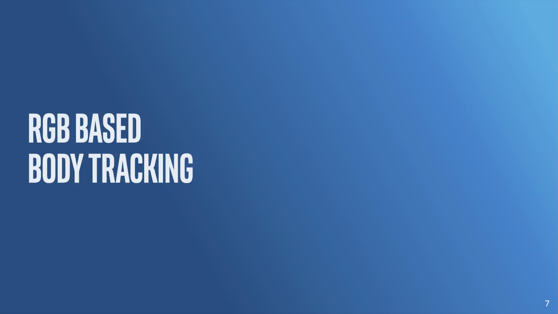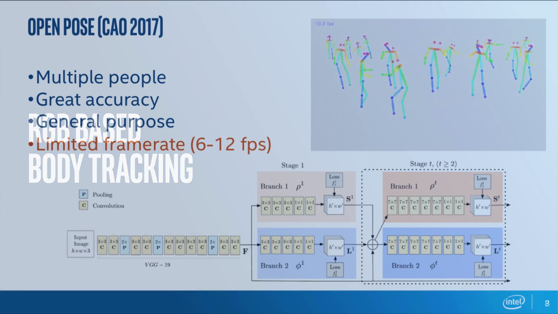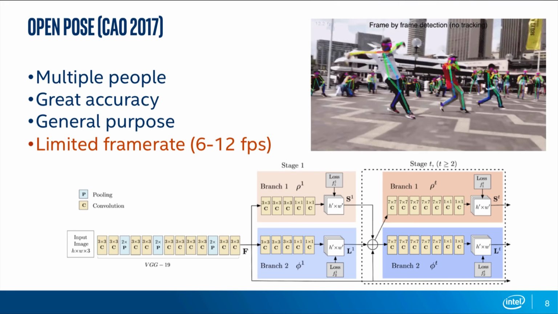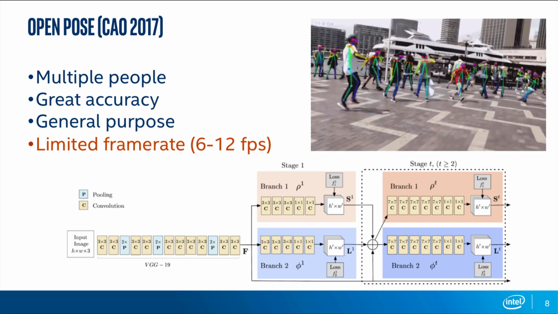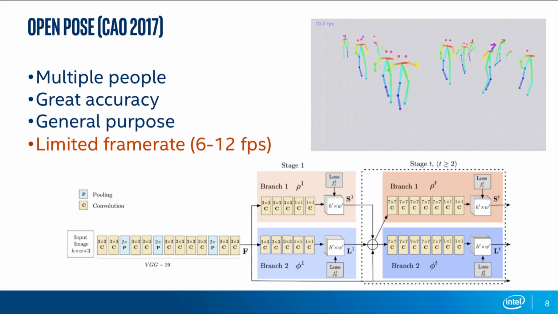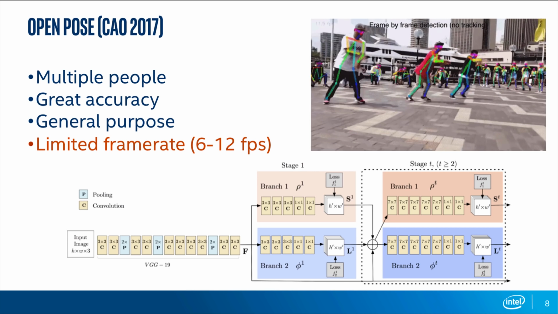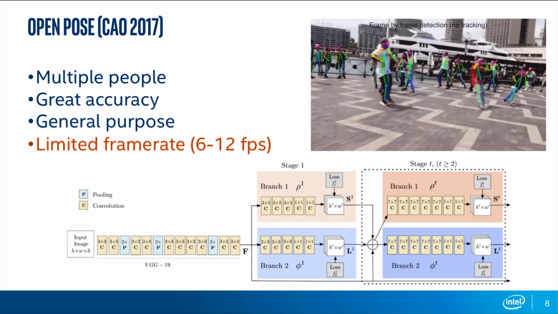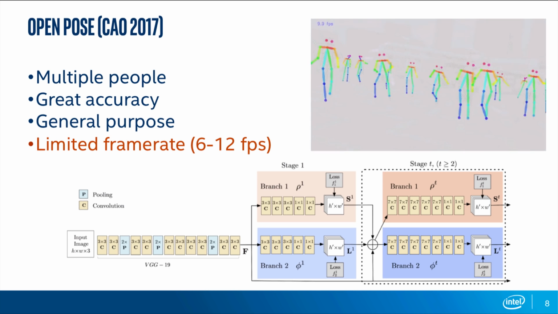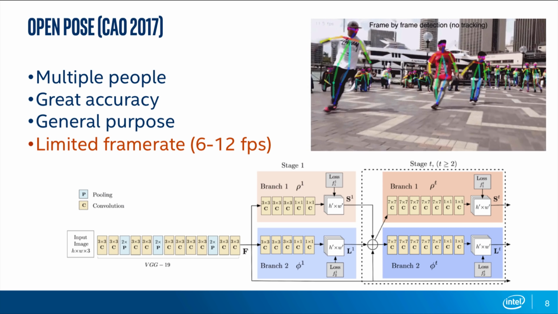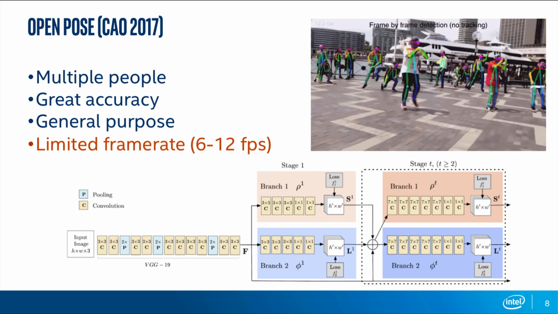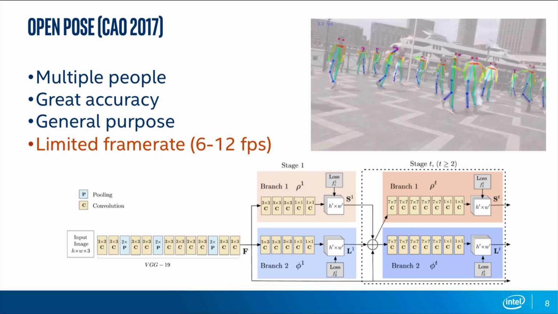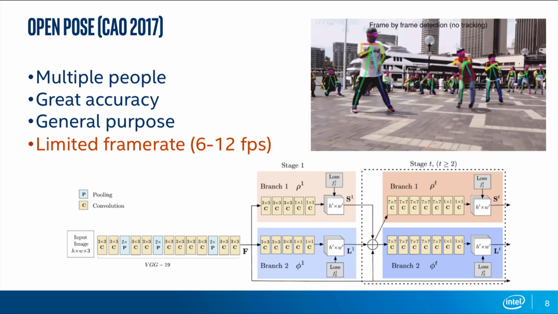So a little bit about prior art and the related work. I'll first of all talk about RGB-based body tracking and mention some very notable works in this space. In 2017, OpenPose was released, which is a machine learning architecture using convolutional neural networks for regressing and estimating the position of all of the body's joints. And this is capable of running for multiple people with great accuracy and is a general purpose algorithm for finding the body.